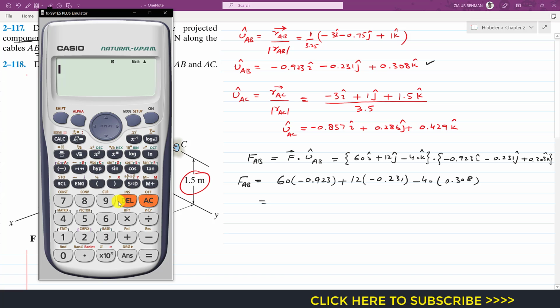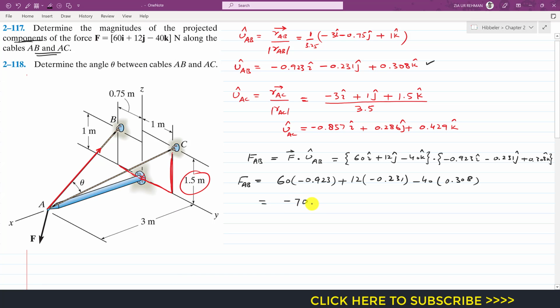So using a calculator we can find it. This will be 60 multiplied by minus 0.923 plus 12 into minus 0.231 minus 40 into 0.308. So this gives us minus 70.47 newtons. This is the component of the force along AB, and this minus sign indicates that the component along AB is acting in the opposite direction of AB.